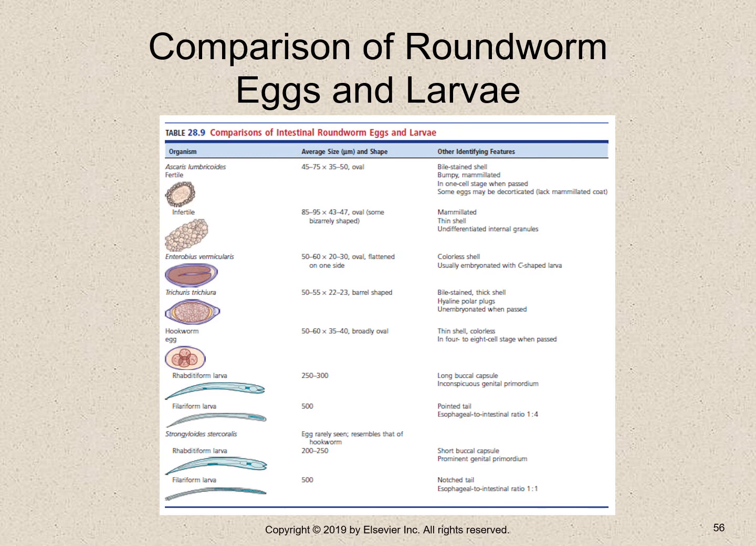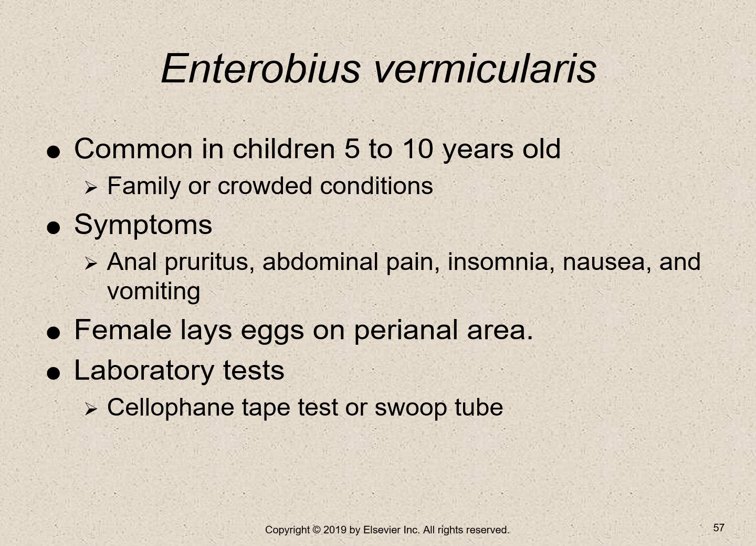Table 28.9 in your textbook compares the diagnostic characteristics of the eggs and larvae of the intestinal roundworms that we'll be discussing further. So the first roundworm we'll look at is pinworm, Enterobius vermicularis. This is a parasite distributed worldwide and is commonly detected in children, especially those from ages 5 to 10 years old.